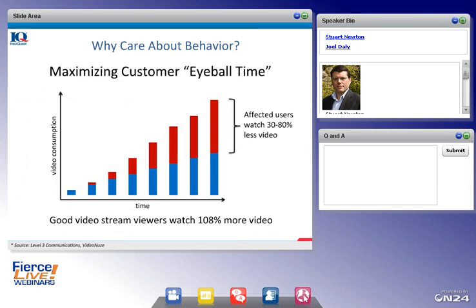Secondly, why do you care about the operational behavior? And this ties it all together. Again, we've collected some statistics. This one happens to be from Level 3 in Video News, correlating some of the customers that we work with. You can definitely say that when users see bad video, they watch less. And when users see good video, they watch more than 100% more video, which allows you to maximize your eyeballs and actually grow your revenue and your subscriber base. So there's a direct correlation between bad quality video and good quality video and growing your revenue.